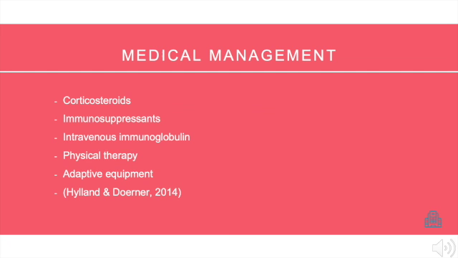Treatment is primarily based upon the signs and symptoms that are found among the client since there is no cure to PM. Medical management includes corticosteroids, which are usually used in a high dosage to control inflammation, immunosuppressants, which helps prevent the body's immune system from attacking itself, intravenous immunoglobulin, which is shown to improve muscle strength in the client. Physical therapy is used to work on range of motion and strength within the client, and then adaptive equipment is also utilized to make completing tasks easier.